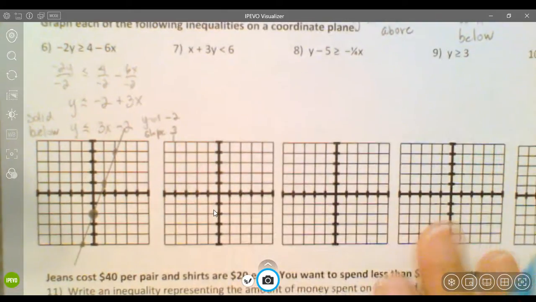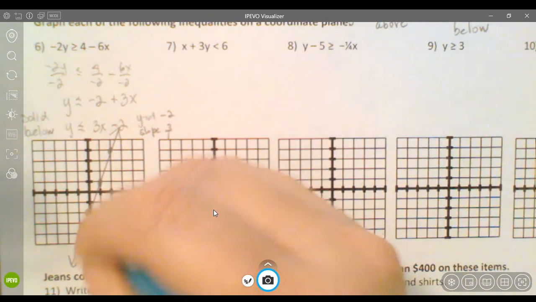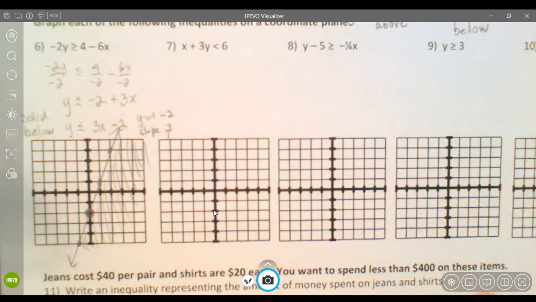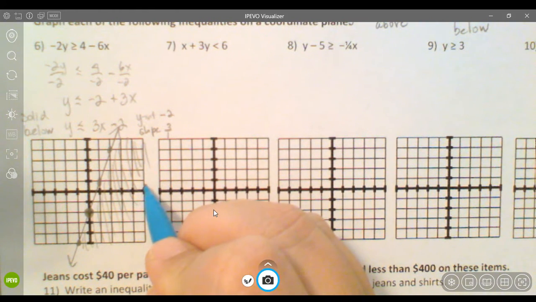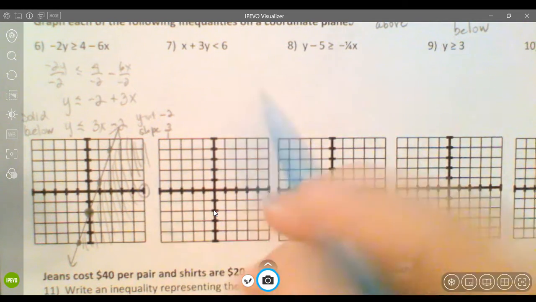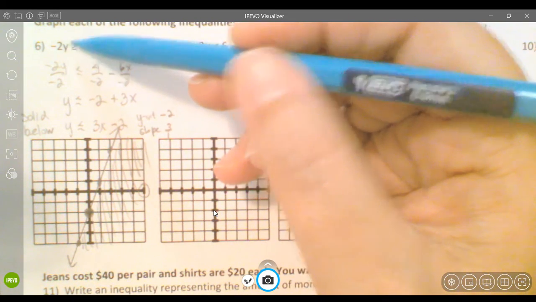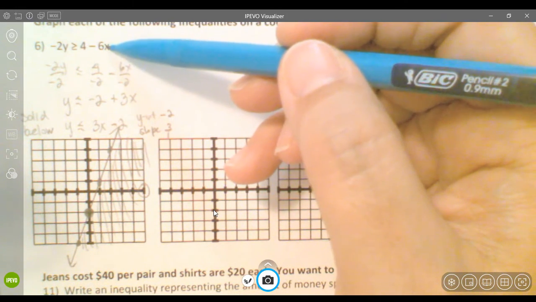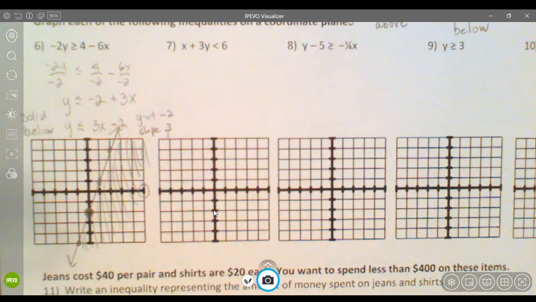Oh, my bad. And we are going to shade below. All right, test a point. Test this one. 1, 2, 3. Test 5, 0. -2 times y is 0. Is 0 greater than 4 minus 30? Yeah, because that's going to be a negative number, and 0 is always greater than a negative. Okay?